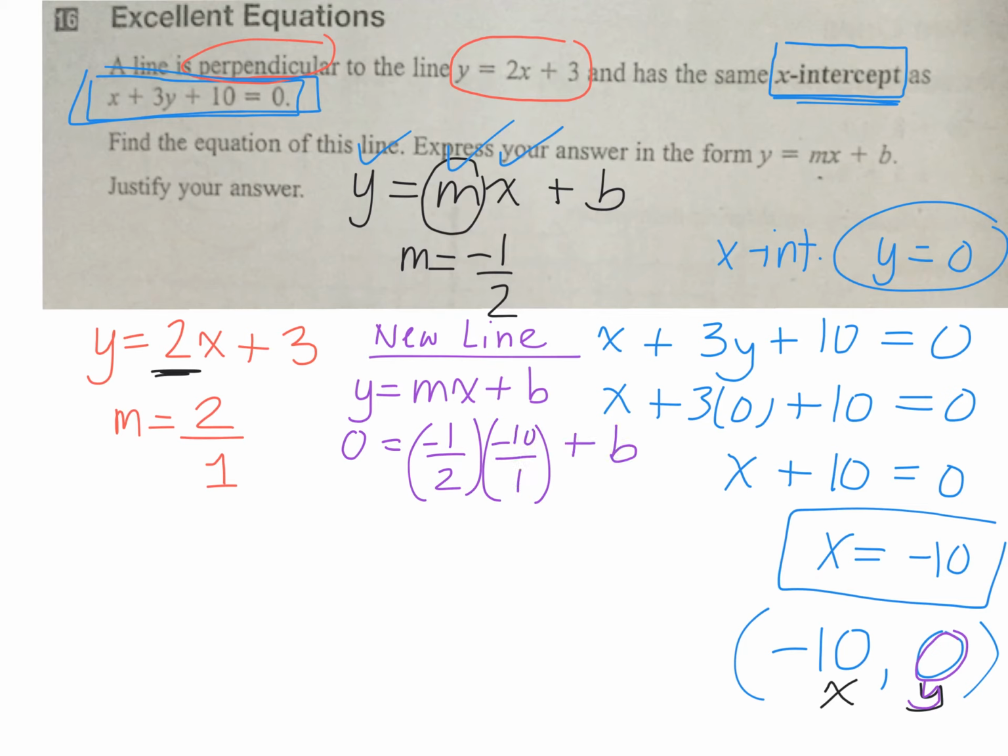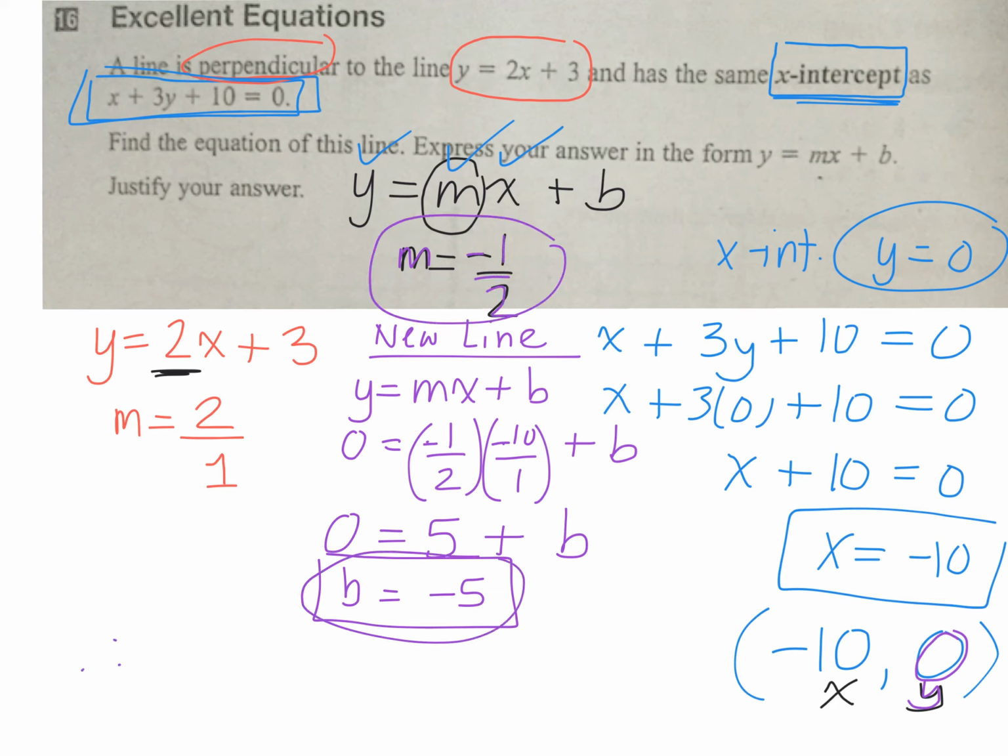We're finding b. What's negative 1 over 2 times negative 10 over 1? 5. So we have 0 equals, negative times a negative is a positive, 10 over 2 is equal to 5. So if 0 equals 5 plus b, b equals negative 5. Okay, so now we know our m, and now we know our b. Therefore, what's the equation of the new line going to be? Negative 1 over 2 x minus 5. And that's the equation of the new line.